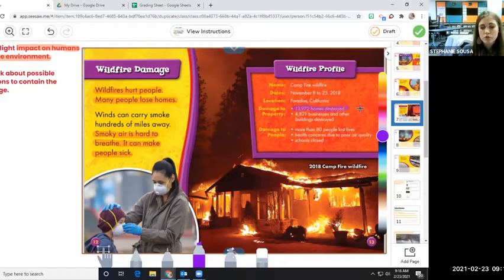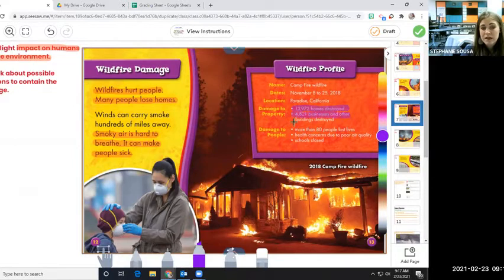13,972 homes were destroyed. We only have about 700 students at Indian Creek. So if each student had a home, that would be the equivalent of about 20 Indian Creeks. Okay, so 20 Indian Creek students' homes. If we had 20 Indian Creeks full, that would be the amount of homes.